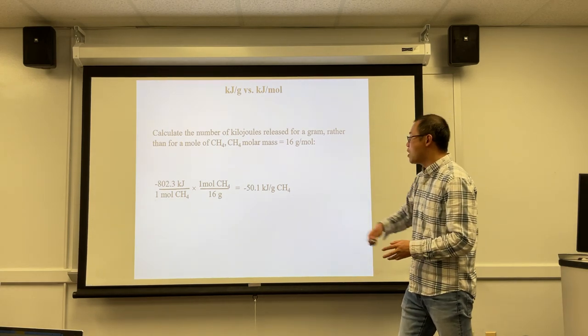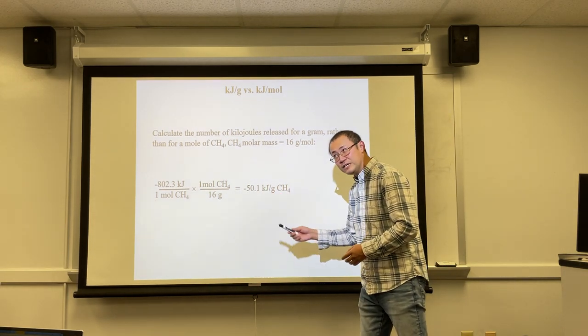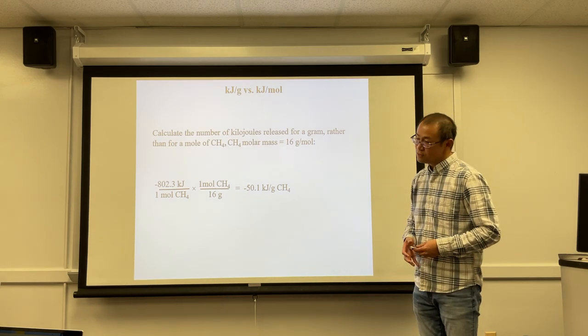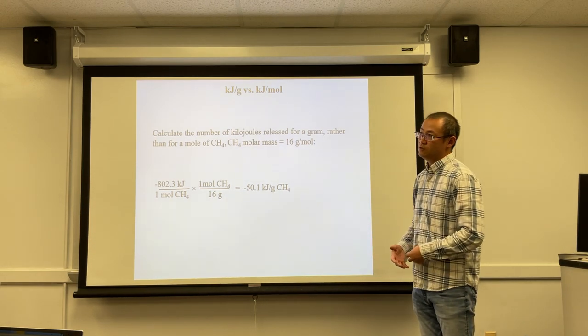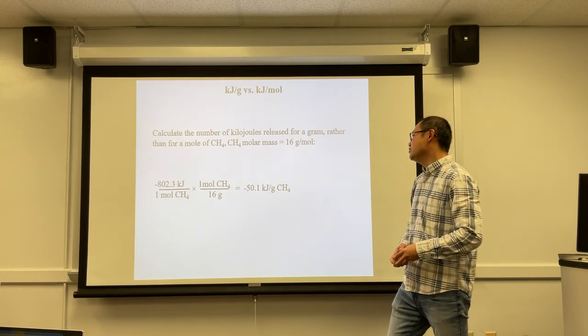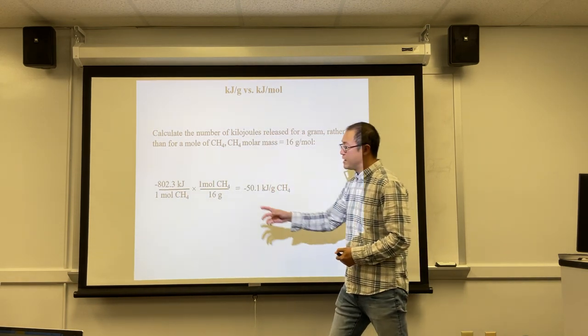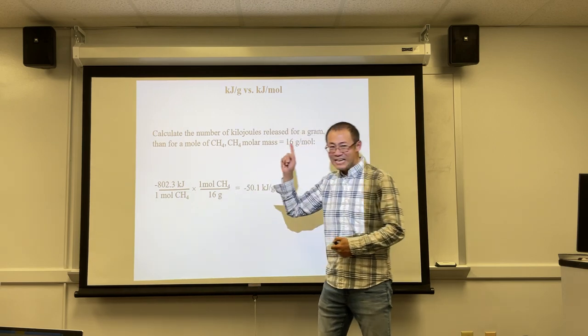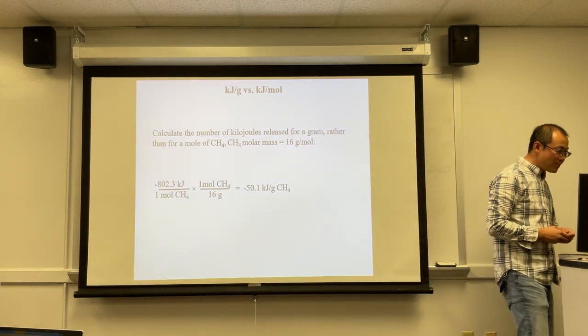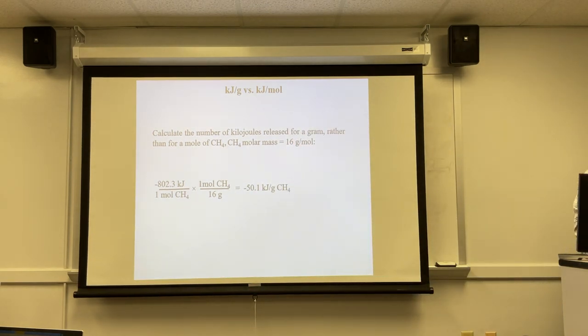802.3 kilojoules. 1 gram of natural gas actually released what? 50.1 kilojoules. Okay, if needed, we can do this calculation. Basically, you just use 802.3 divided by 16. Because what? Because 1 mole of natural gas is 16 grams. Okay, 16 grams.